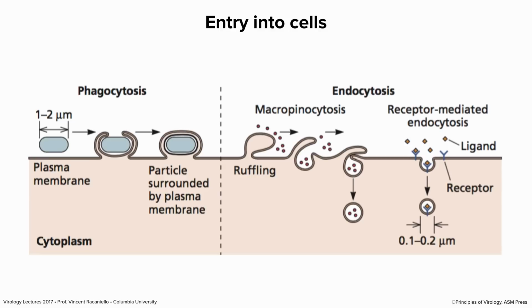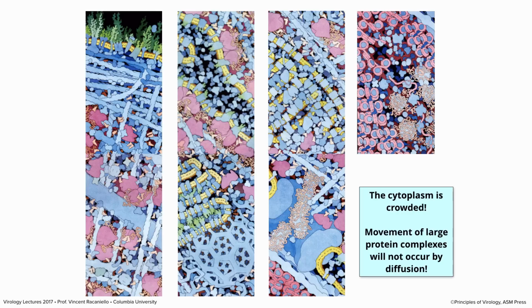An important thing to remember is that when a virus gets into the cytoplasm, it doesn't just diffuse around and get where it needs to be. The cytoplasm is really crowded. This is a wonderful drawing by David Goodsell, who makes wonderful pictures of molecules in cells and viruses too. And I divided it into 4 panels because it's too long.